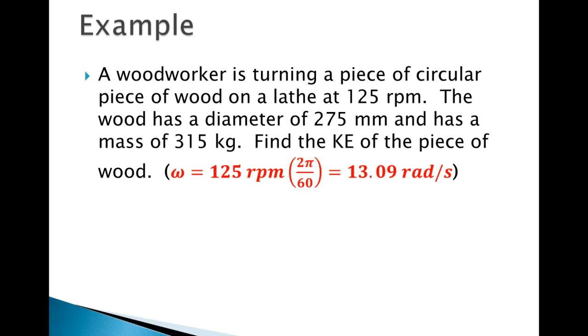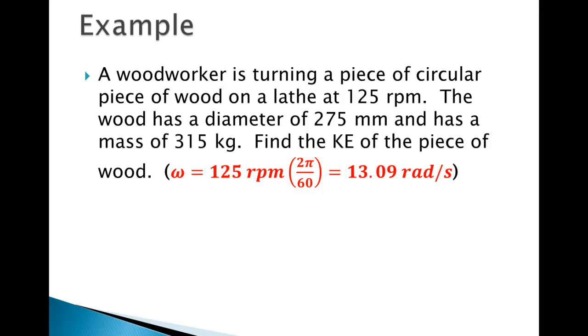So we have a woodworker trying to turn a circular piece of wood on a lathe at 125 RPM. Now the wood has a diameter of 275 millimeters and has a mass of 315 kilograms. Let's find the kinetic energy of the piece of wood. Now, of course, as you well know by now, once you see RPM, we're going to go ahead and convert that into radians per second. And just by knowing that we have 125 revolutions per minute, we multiply that by 2 pi radians in 1 revolution, and then we have 60 seconds per minute.